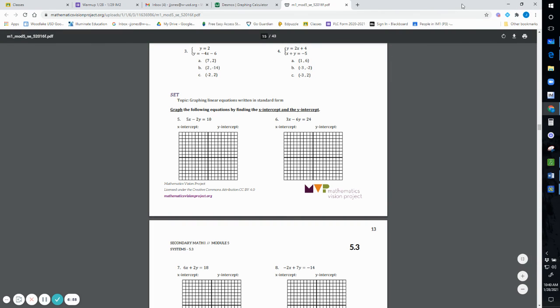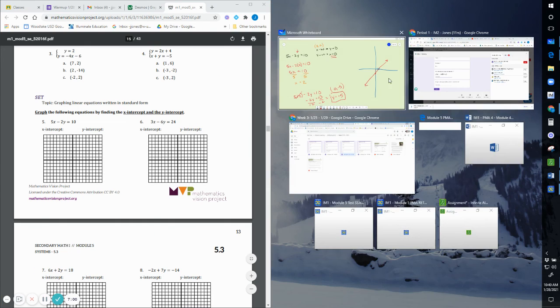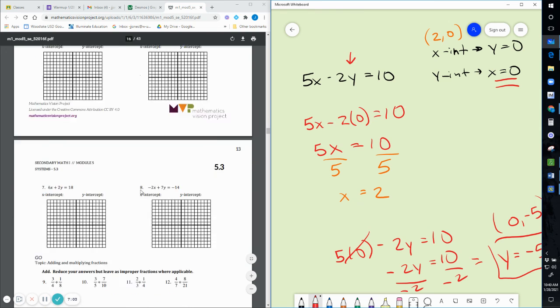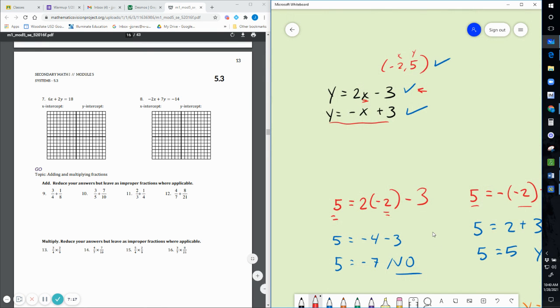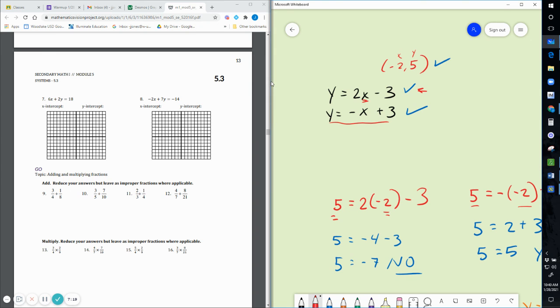All right, let's go back to this. Let's scoot this over so you guys can see it, and let's go on to the next section. Last but not least is adding fractions and multiplying fractions. Due to the test, we're going to skip the go section. So let's just make this problems only 1 through 8, and then we'll have the quiz. So 1 through 8 only for now.